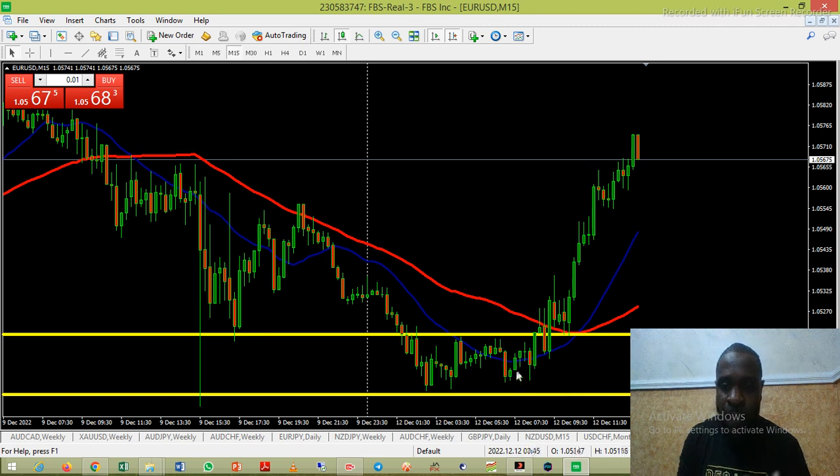When it breaks out, your stop loss is going to be at the previous low. Now this is how it enters.